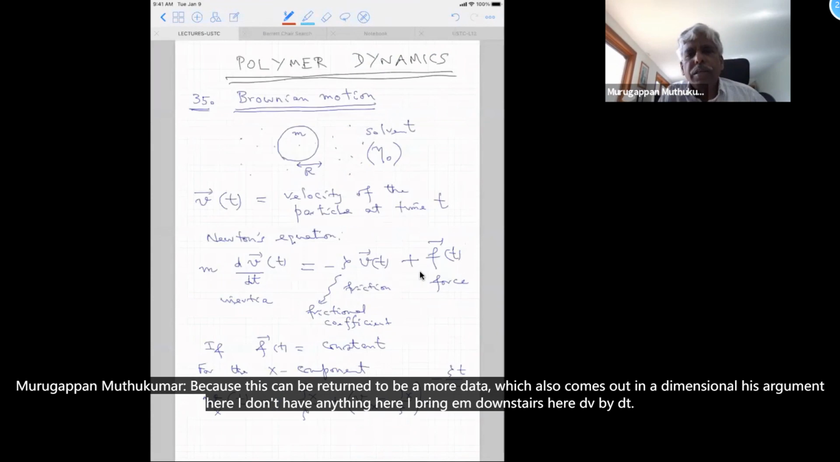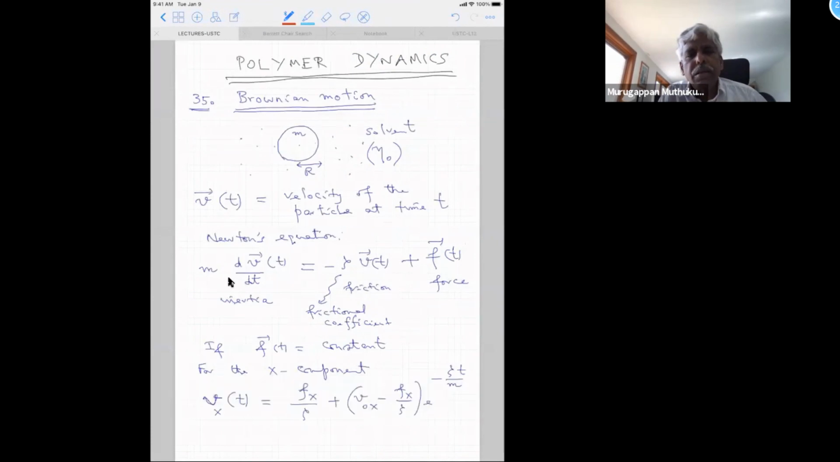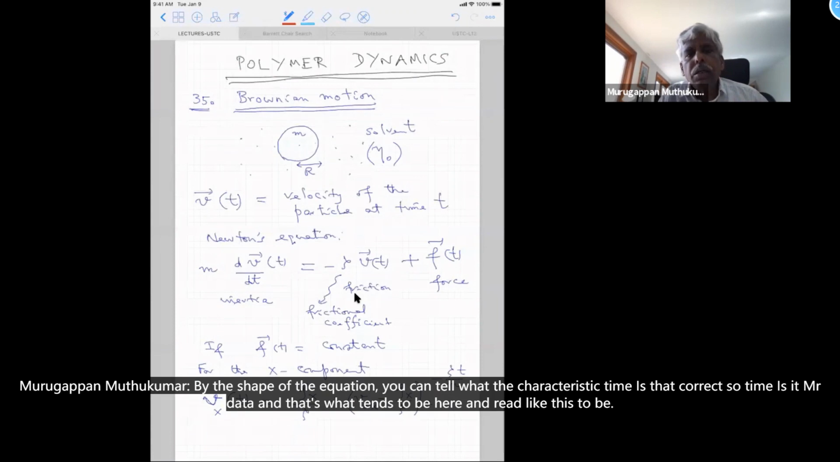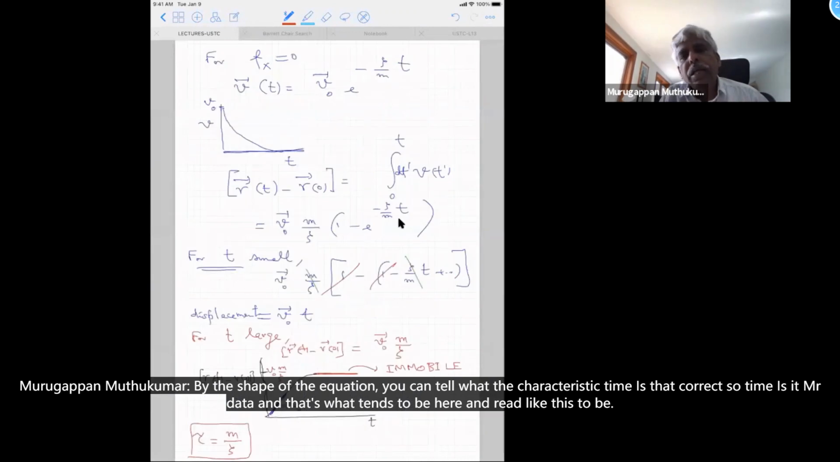Here, I don't have anything here. I bring m downstairs. dv by dt is equal to minus zeta over m, and in the numerator I have v. The denominator has the unit of time. So I could recognize this to be a unit of time, that would be m over zeta. So right away, as soon as you write the equation, by the shape of the equation, you can tell what the characteristic time is. That characteristic time is m over zeta, and that's what turns out to be here.